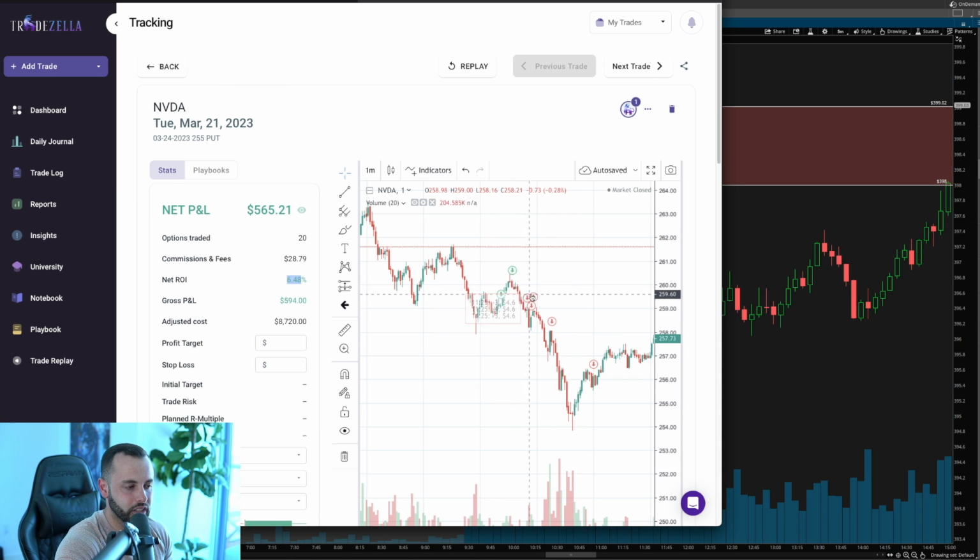Of course, NVIDIA could have continued lower. Of course, NVIDIA could have rallied against me. But if I scale out early with a significant amount of my size, I'm locking in that cash. I'm locking it in. And if there's more downside, I'll take advantage of it.